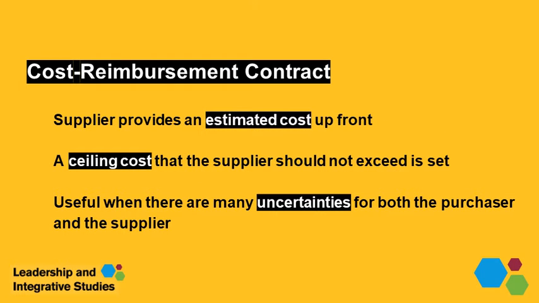For cost reimbursement contracts, the final total cost isn't commonly calculated until the contract is completed. The supplier provides the estimated costs to give the purchaser an idea of the budget, and a maximum or a ceiling cost that the supplier cannot exceed is often specified in the contract. A cost reimbursement type contract is often used when there are many uncertainties involved for both the supplier and the purchaser.